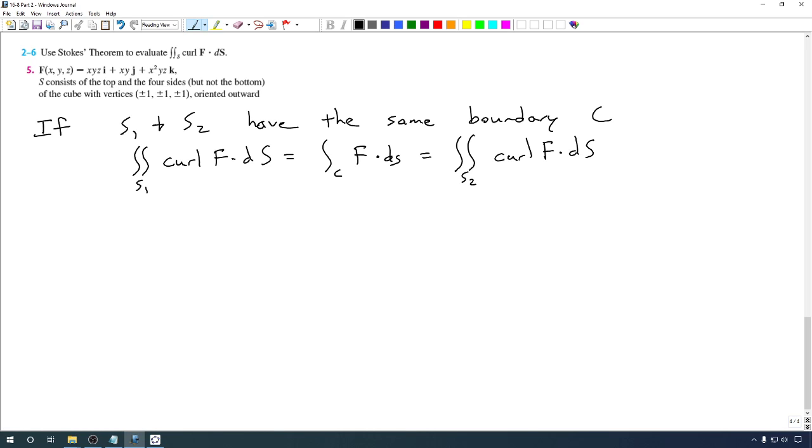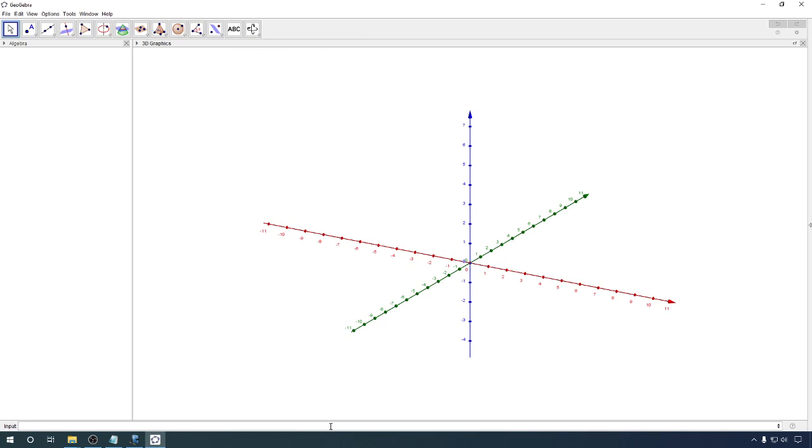And that's important here, because if you actually look at what surface we're looking at, it's most of a cube. Not the entire cube, but most of the cube. So let's go ahead and actually plot that cube. So we've got a lot of different points. They're the points where we have plus or minus 1 as our coordinates in every combination that we have.